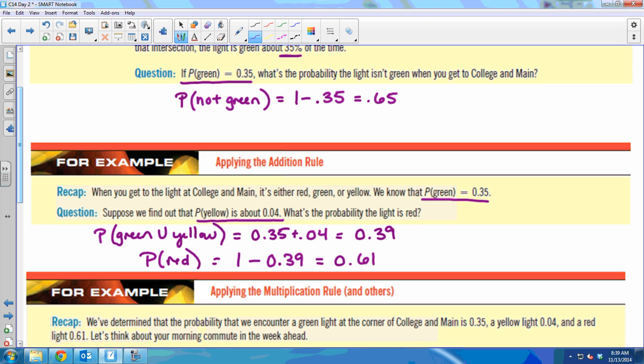These are basic probability rules. These aren't anything crazy complex. Questions on that one?